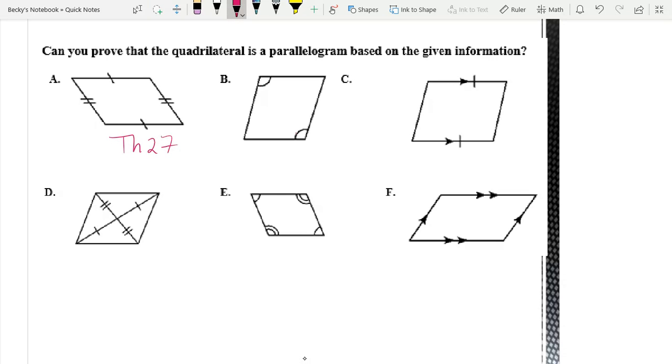Now, this one, they only tell you these two angles are equal. Theorem 28 says the quadrilateral is a parallelogram if its opposite angles are equal. And we don't know anything about these, do we? So there is not enough information here. Can you prove it? No, I can't prove it's a parallelogram.